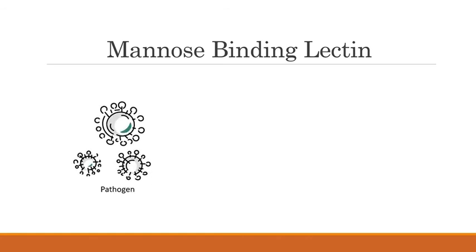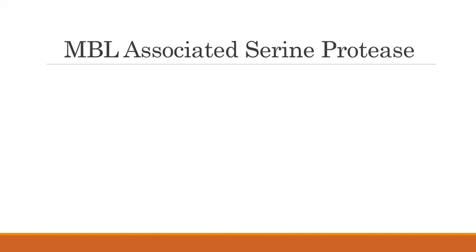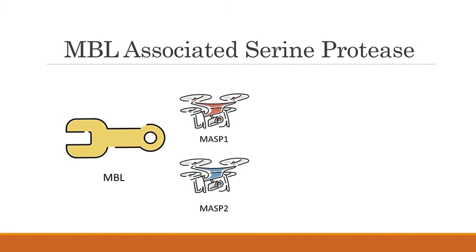First, a mannose-binding lectin called MBL binds to the glycans on the pathogen's membrane. Next, an enzyme called MBL-associated serine protease, MASP, is activated. And there are two types of MASPs, MASP1 and MASP2. The complex of MBL and MASP has a structure similar to that of complement C1.